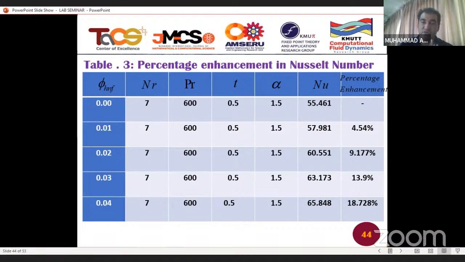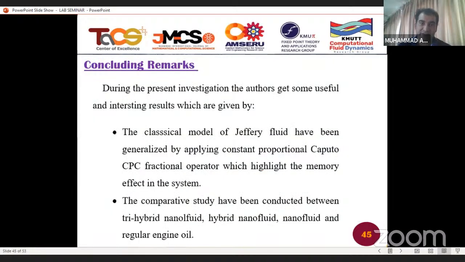In this research, we have 2 main novelties. The first is to enhance the heat transfer rate of the considered system, in which the fluid is flowing in a rotating frame. The second is to highlight the dynamics of the fluid using the constant proportional Caputo operator. These are some concluding remarks: the classical model is generalized by applying the CPC operator. The second one is that a comparative analysis has been conducted between the trihybrid nanofluid and hybrid nanofluid, which I already mentioned in the graph.